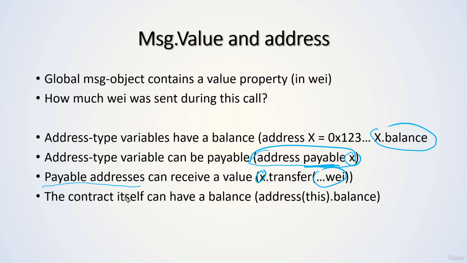And the contract itself can, of course, also have a balance. And the question is, how do you get the contract address? That is by calling address(this). That would be the address of the contract where it actually sits, and then you can call the balance and get the balance in wei.